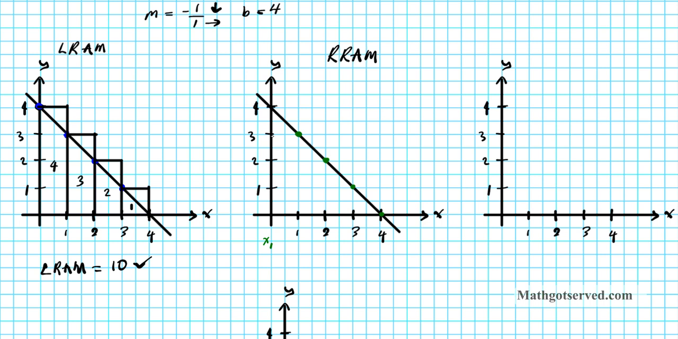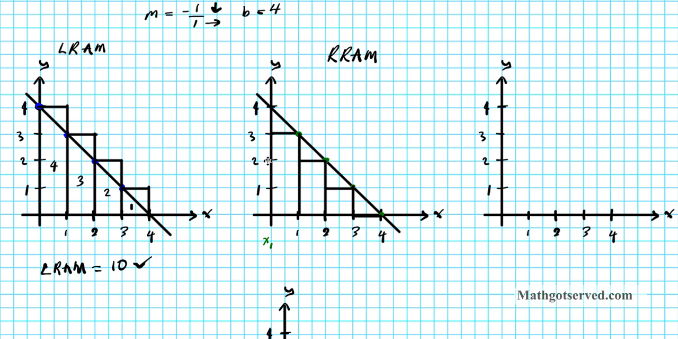So this is the height of the first rectangle, and this is the height of the second rectangle. This is the height of the third rectangle, and this is the height of the fourth rectangle right here. Okay, so what do you notice here? You notice that the right vertex on the top of the rectangle is what touches the line. Okay, so that's what your right rectangular approximation is. Compared to the LRAM, it's the left vertex on the top that touches the graph.